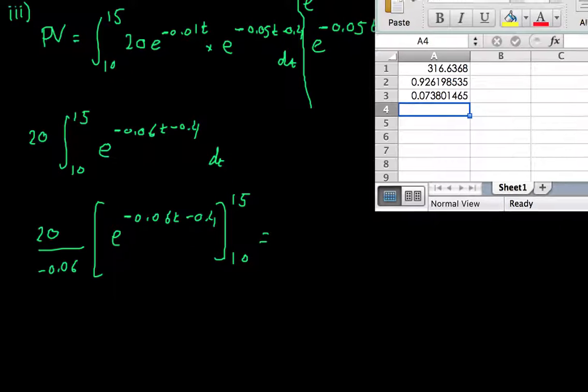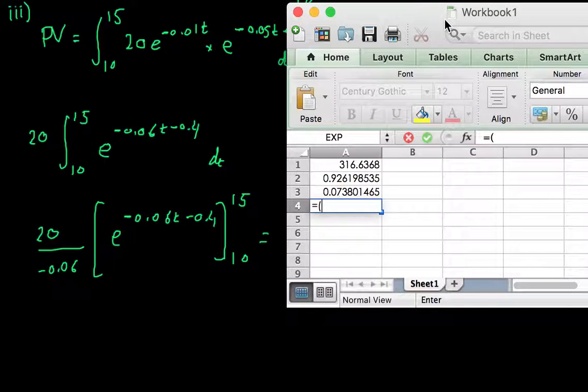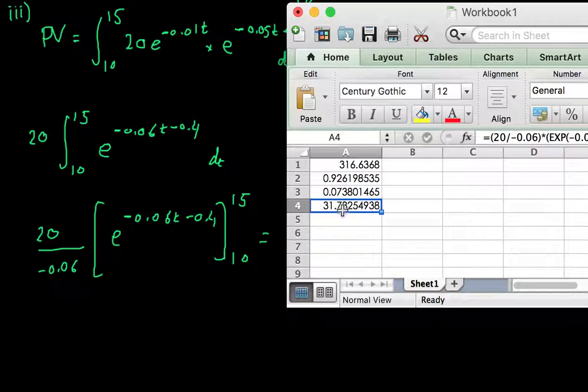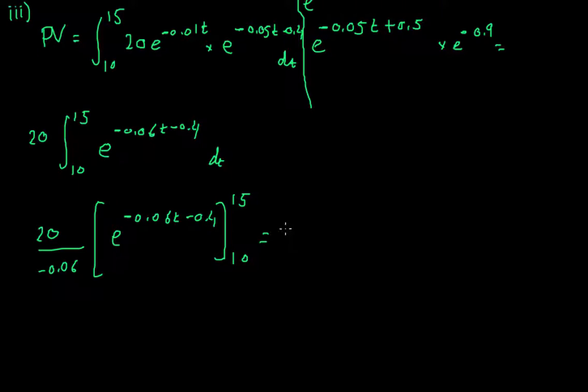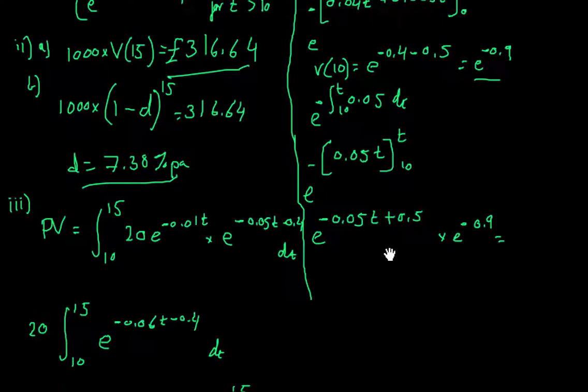So I'll bring it a little closer so we can see. It's going to be 20 divided by negative 0.06, multiplied by the exponential of negative 0.06 times 15 minus 0.4, and then minus the exponential again of negative 0.06 times 10 minus 0.4, and close the brackets for all of that, and that is equal to 31.78, and that's the answer. So 31.78 pounds, dollars, cents, whatever it's talking about there.